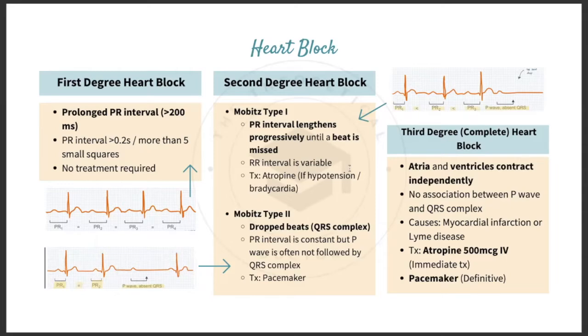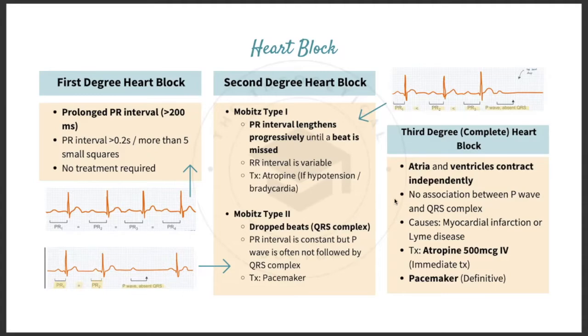It can be confusing with this, the first one and the second one. But remember, in the first one, the PR interval just gets longer over time. Basically, the heart is just slowing down. But in Mobitz type 2, the PR interval is the same. It's just suddenly followed by a dropped beat. In this case, the patient requires a pacemaker.